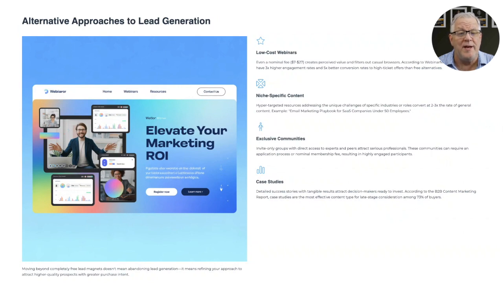Success stories with tangible results attract decision makers who are ready to invest. According to the B2B Content Marketing Report, case studies are the most effective content type for late-stage consideration among 73% of buyers. They provide proof of concept and demonstrate real-world application of your expertise. These alternative approaches shift the focus from quantity to quality, attracting prospects who have already demonstrated some level of commitment and purchase intent.